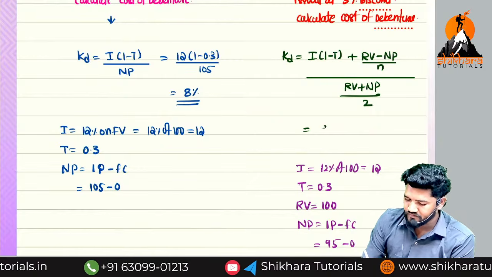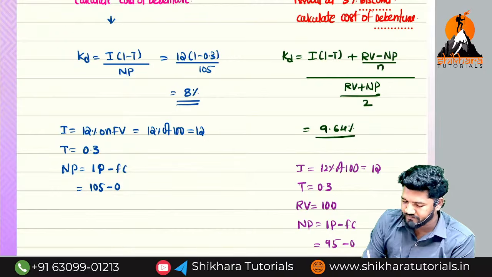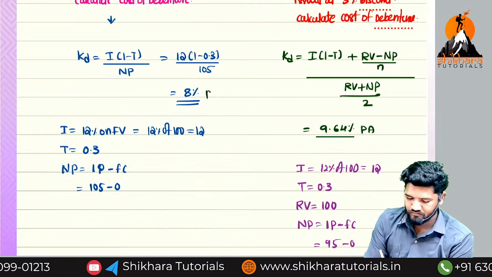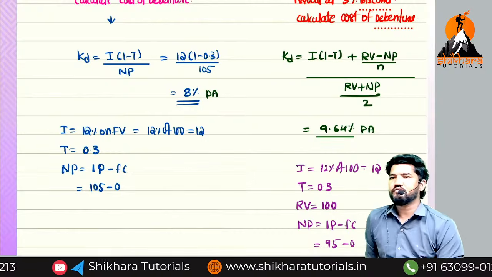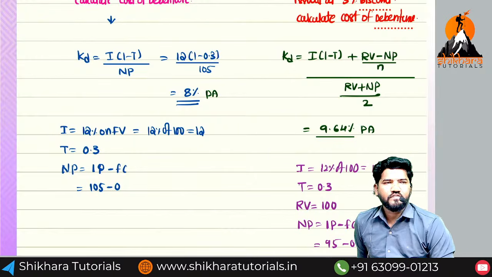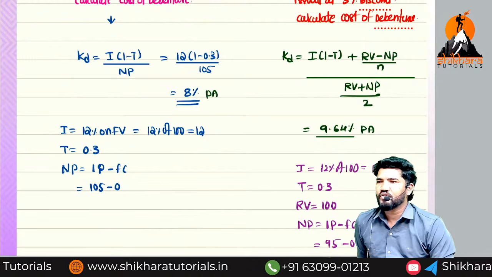9.64% per annum. This is the way to calculate the cost of debenture, KD. Any doubt on this?